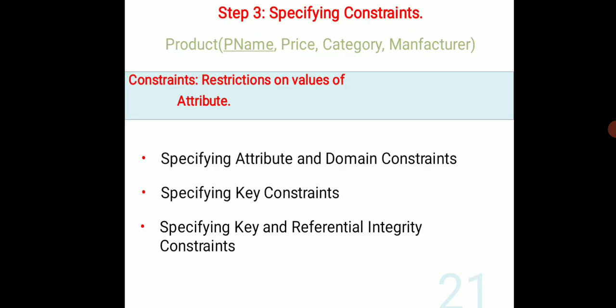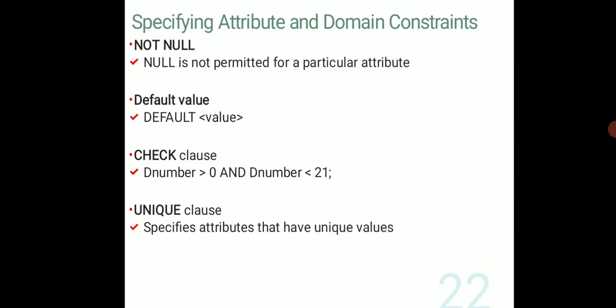Next, we are going to specify the constraints. Constraints means we are going to give conditions, that is, some restrictions on selecting values from the data. First is specifying attribute and domain constraints, then specifying key constraints, and then specifying key and referential integrity constraints. Here, for attribute and domain constraints: NOT NULL means null is not permitted for a particular attribute. For a default value, you use DEFAULT and then give the value. And the CHECK clause.